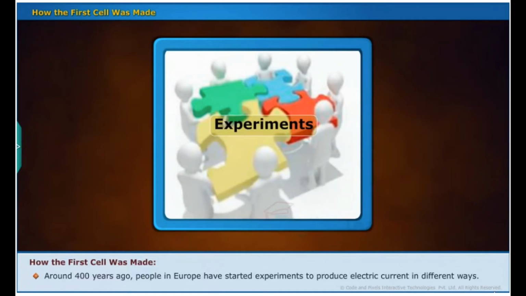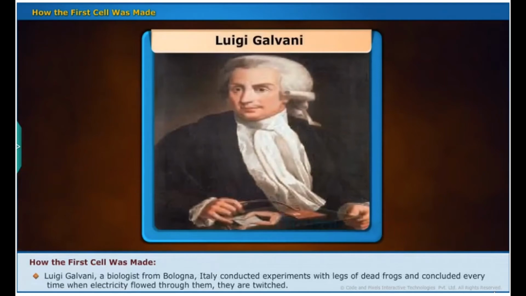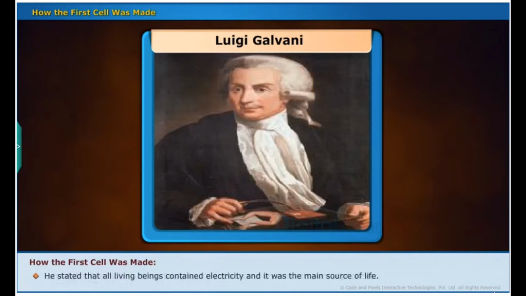Luigi Galvani, a biologist from Bologna, Italy, conducted experiments with legs of dead frogs and concluded that every time when electricity flowed through them, they twitched. He stated that all living beings contained electricity and it was the main source of life.